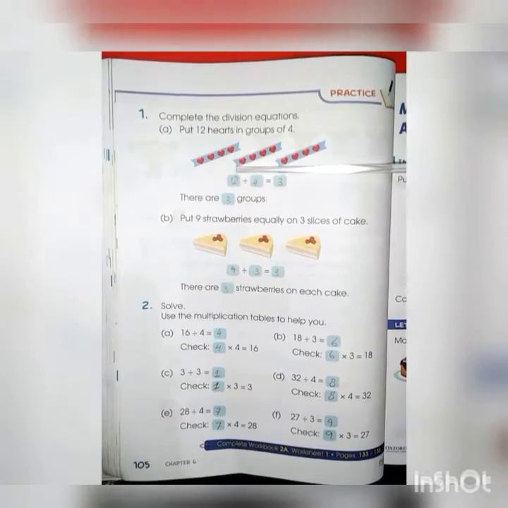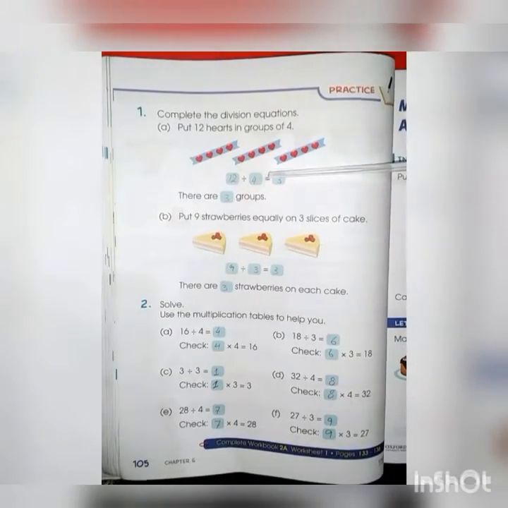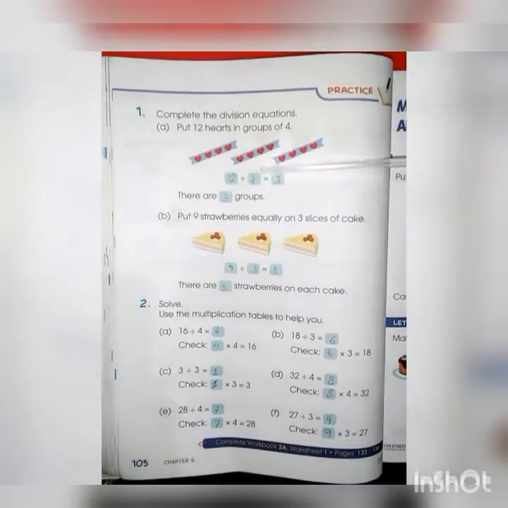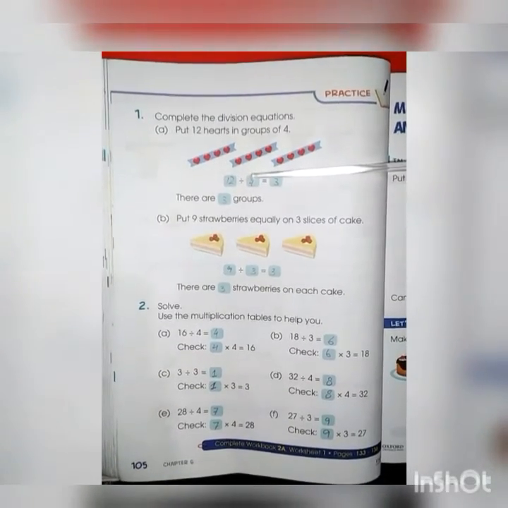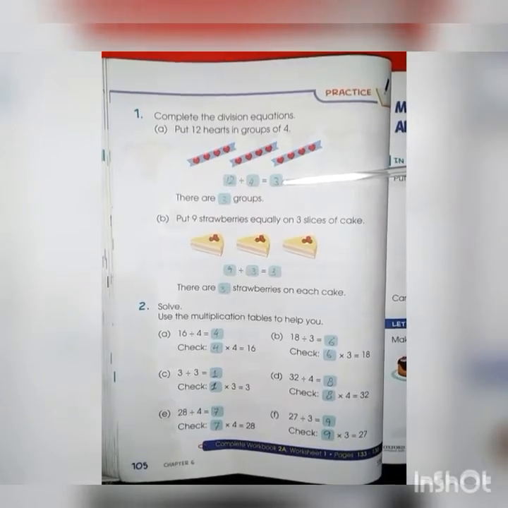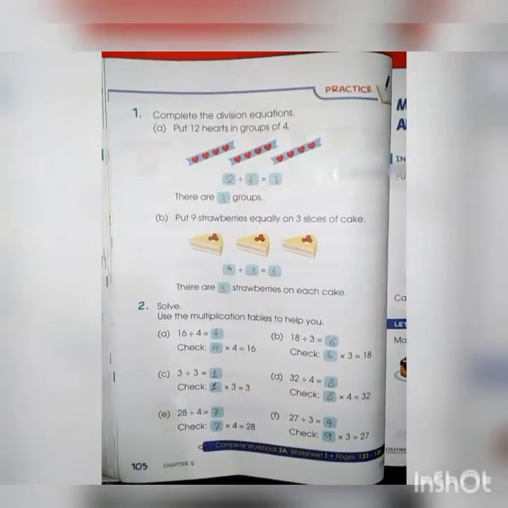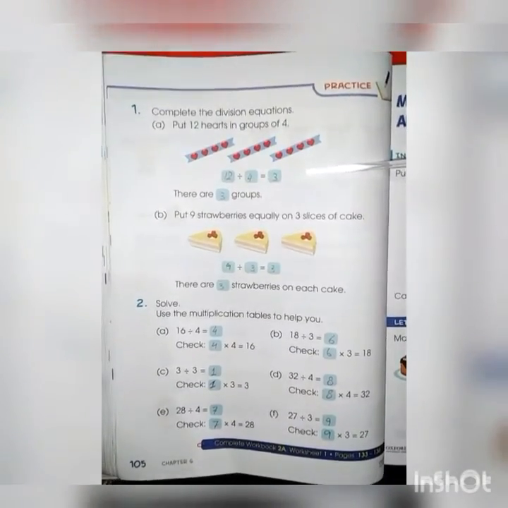If we have 12 hearts and we have 3 groups of hearts, and in each group there are 4 hearts, we divide 12 by 4, then we will get 3. It means that there are 3 groups of hearts.